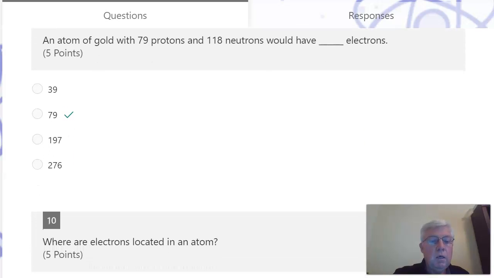talking about. Number 9, an atom of gold with 79 protons. That's pretty heavy. And 118 neutrons would have how many electrons? Well, now, come on, guys. They're just trying to throw you off. 118 neutrons doesn't have anything to do with how many electrons it's going to have. It's got 79 protons. It's going to have 79 electrons.